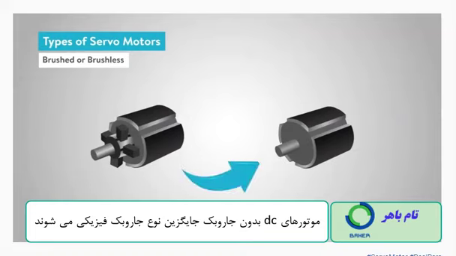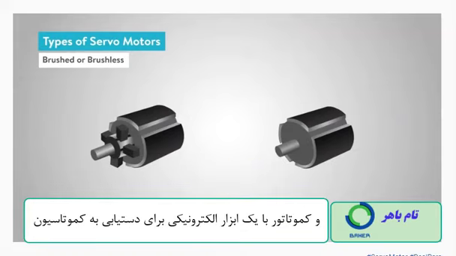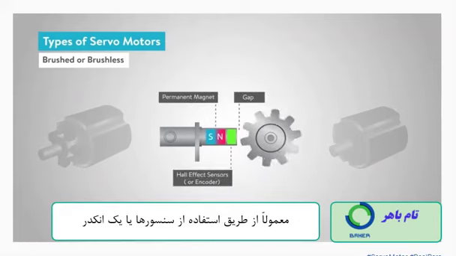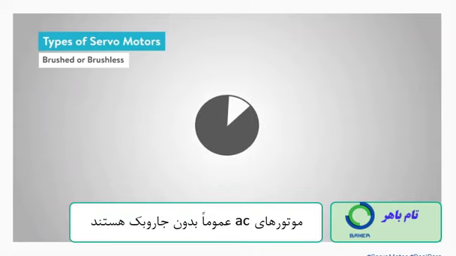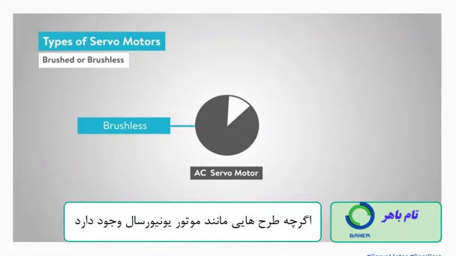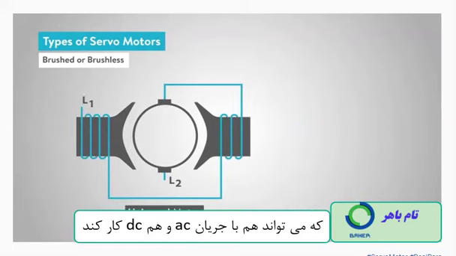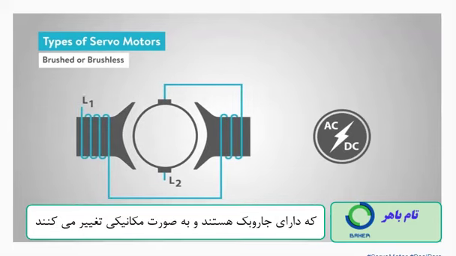Brushless DC motors replace the physical brushes and commutator with an electronic means of achieving commutation, typically through the use of Hall effect sensors or an encoder. AC motors are generally brushless, although there are some designs, such as the universal motor, which can run on either AC or DC power, that do have brushes and are mechanically commutated.